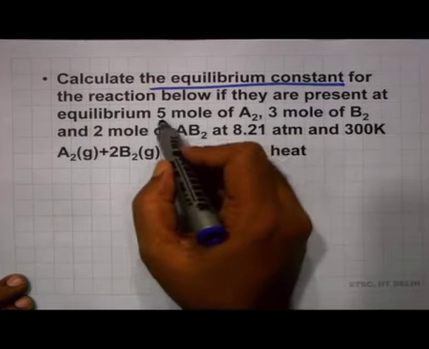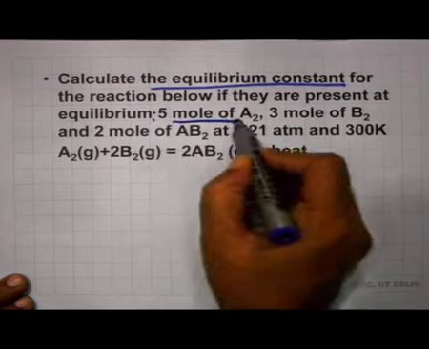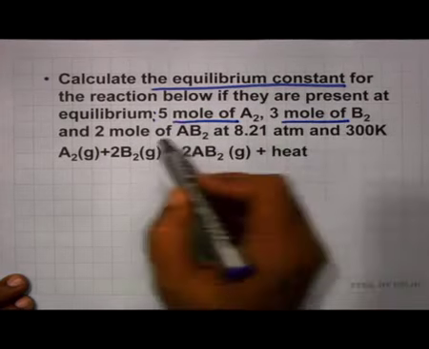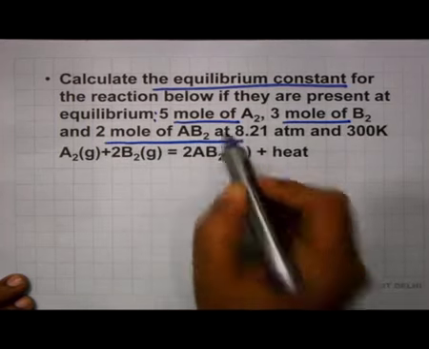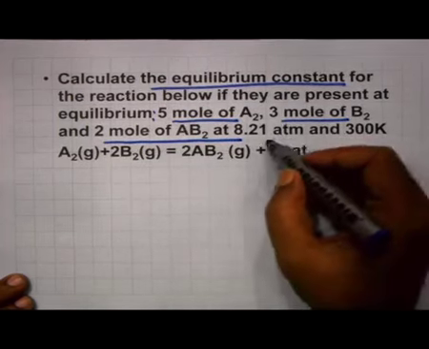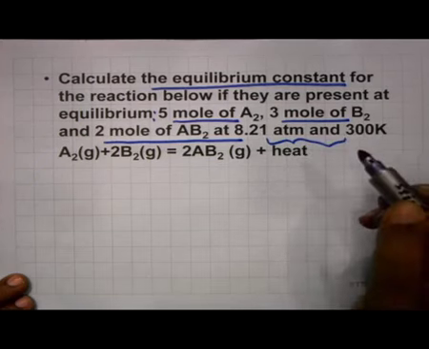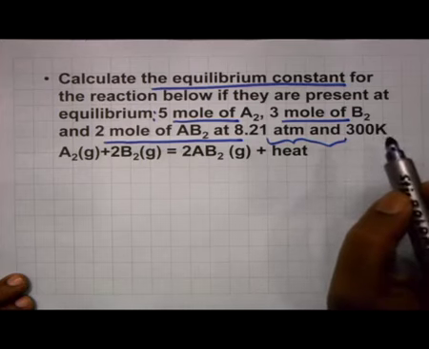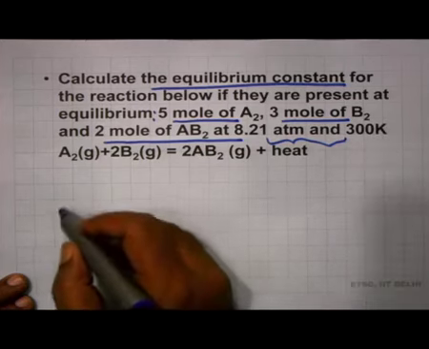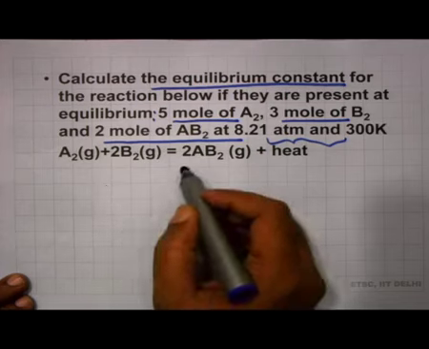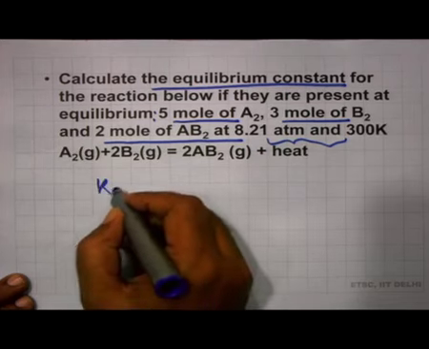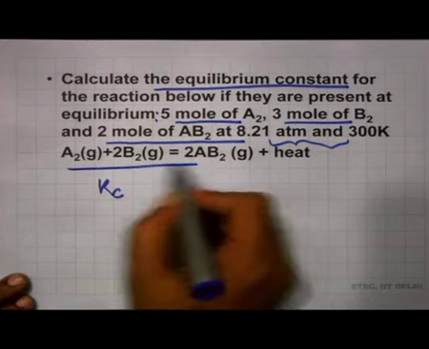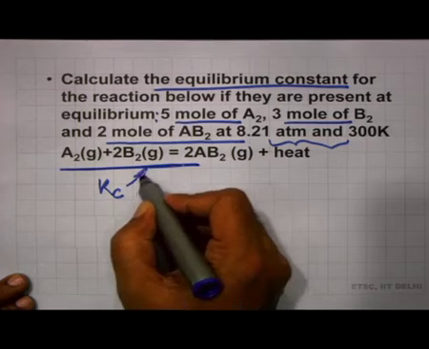Okay. So, what is given is 5 moles of A2 present at equilibrium, 3 moles of B2 present at equilibrium and 2 moles of AB2 present at equilibrium, and also you have been given the pressure and temperature of the vessel. So, now the question is to calculate the equilibrium constant Kc for this reaction.